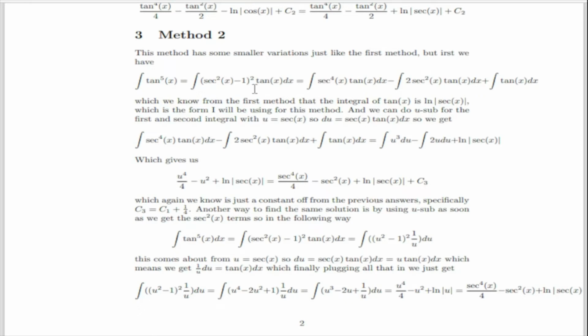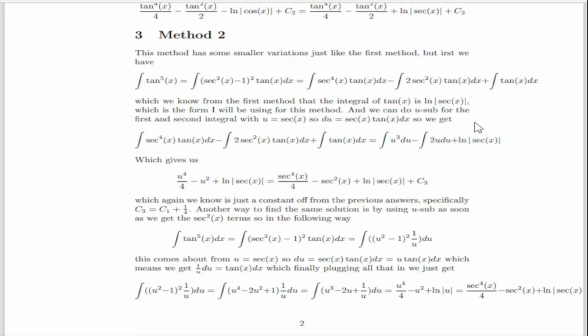And that's because we just did the first two steps from method 1 at once, which we can actually distribute out, and it gives us secant to the fourth of x tan of x dx minus 2 secant squared of x tan x dx plus tan x dx. We know from the first method that the integral of tan of x is ln of the absolute value of secant of x, and I'm using secant of x rather than the cosine of x because you'll see why in a second.